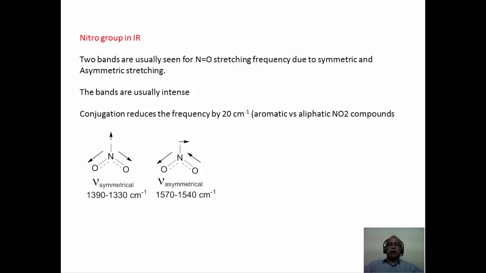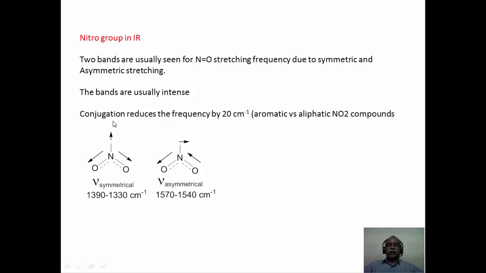Now let us look into another important functional group, namely the nitro functional group. Two bands are usually seen for the nitro functional group, due to the N double bond O stretching frequency, due to the symmetric as well as the asymmetric stretching of the N double bond O, which is represented pictorially below here. The bands are usually intense because there is a large change in the dipole moment during the stretching and compressing motion of the N double bond O, for example.